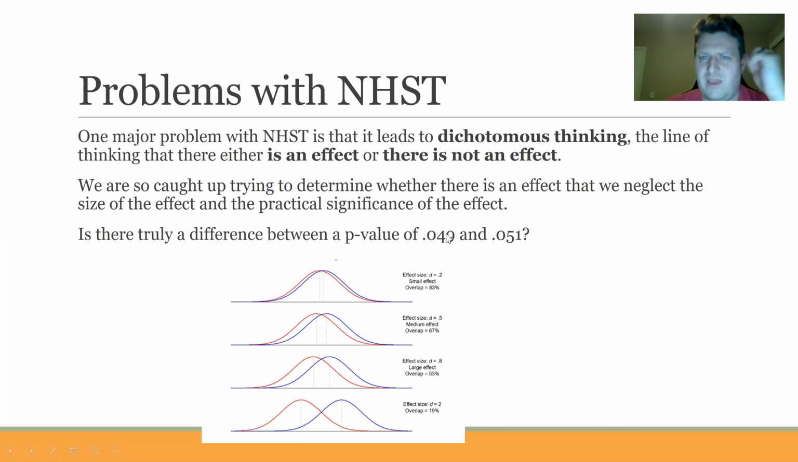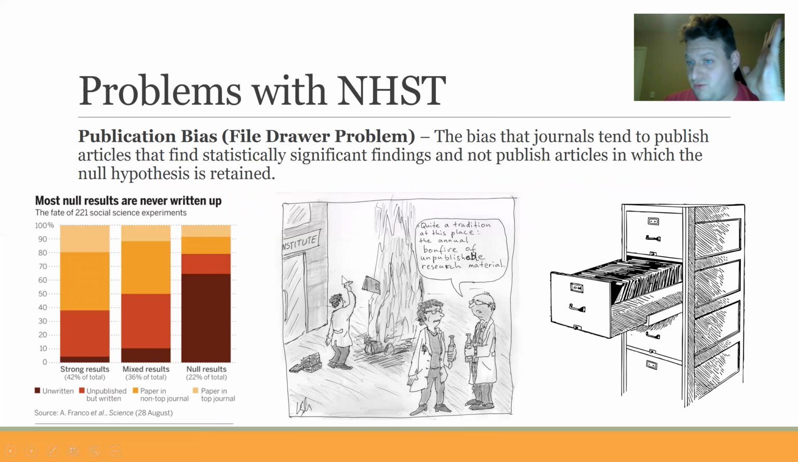So this dichotomous thinking is very problematic for us to have in statistics. All right, there really isn't that much of a difference between a p-value of 0.049 and that of 0.051. Okay, so one major problem of null hypothesis significance testing is that we neglect the effect size. We are led to believe there's either an effect or there's not an effect, and there's nothing in between. We can't process maybe a moderate level of evidence that the null hypothesis should be rejected. Okay, so that's one major problem.